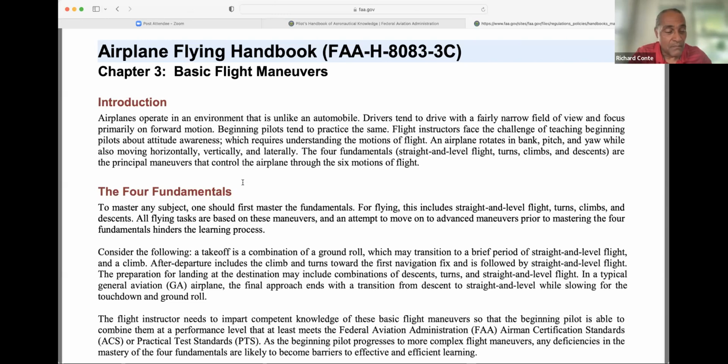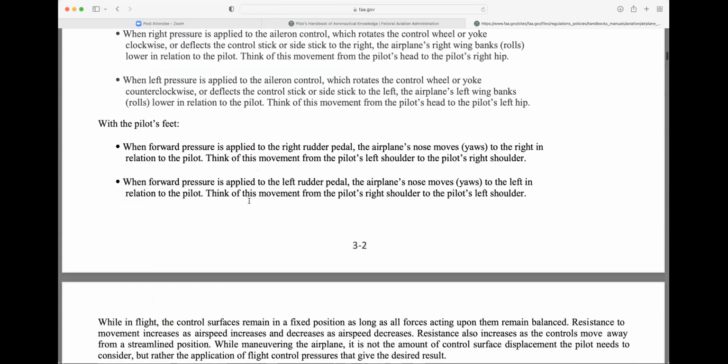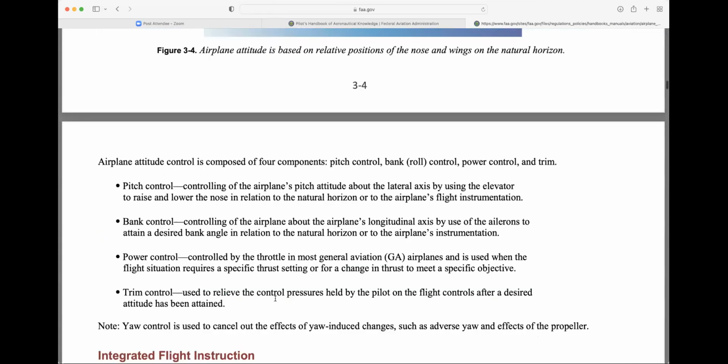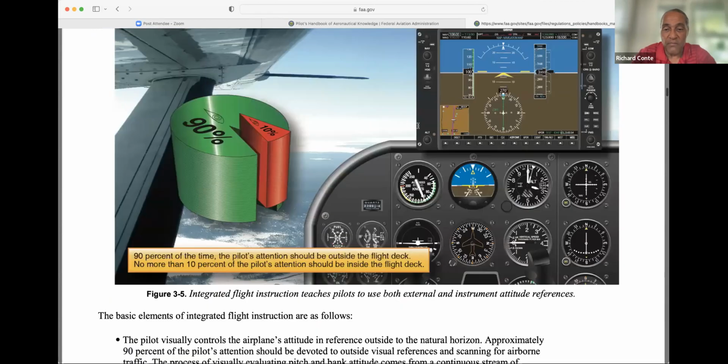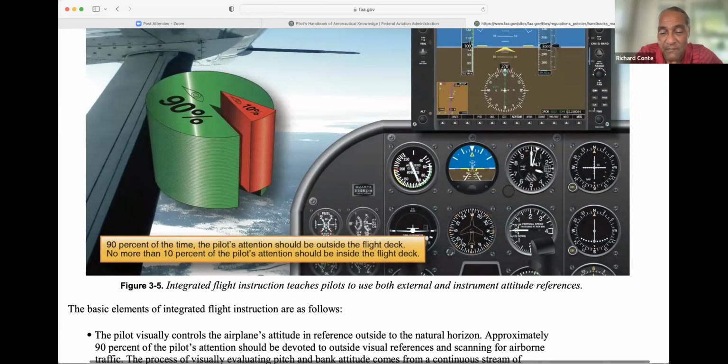Now, the reason why we talk about this particular topic is because on every check ride, the examiner is required to ask a certain level of questions in regards to the instrument panel of the aircraft that you're going to be flying for your check ride. So the basic instrument panel is 3-5. If you can make it a little bigger right there, that'll be good. So this is the basic instrument panel of a trainer.